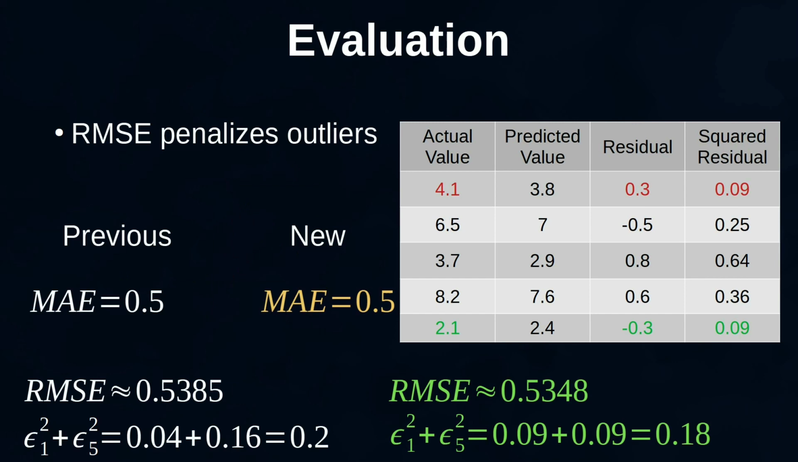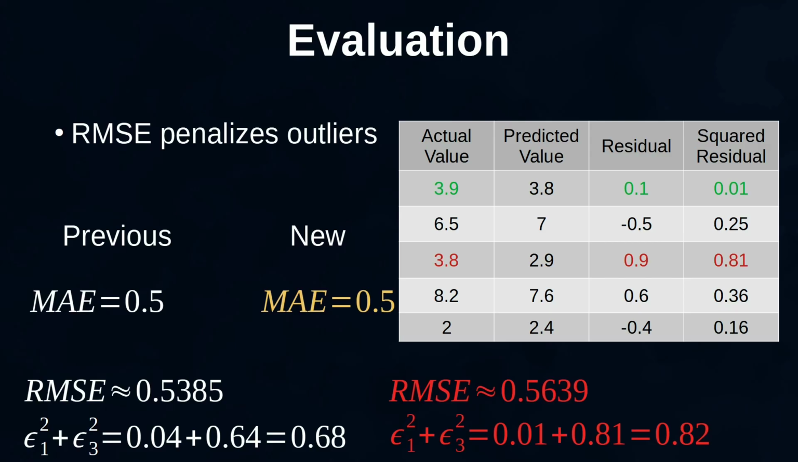You can see that the increment of the first point is smaller than the decrement of the second point, and the total sum is now 0.18, which is smaller than 0.2. And for this reason the final value of the root mean squared error is smaller.